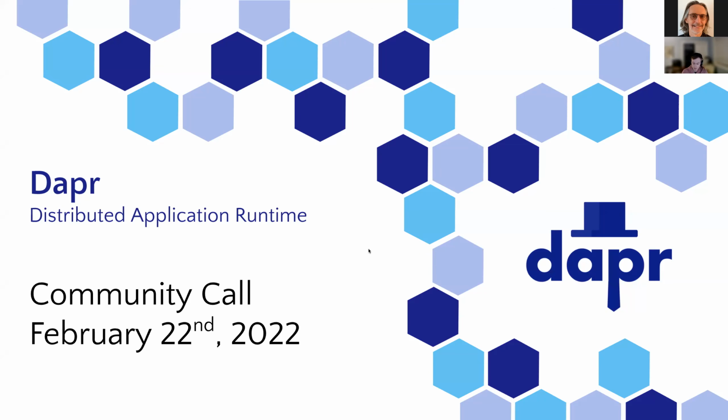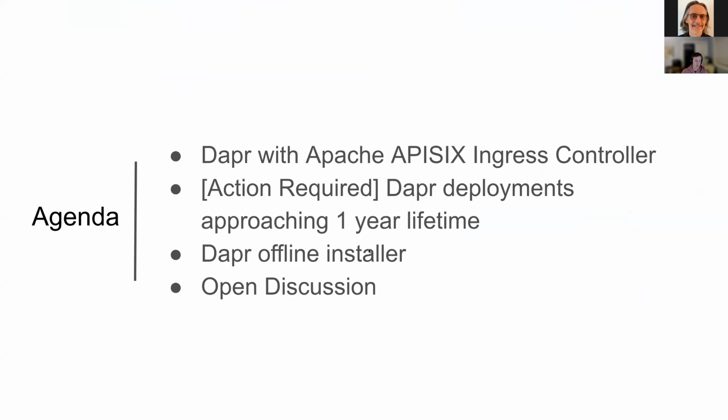For today's agenda, we have a couple exciting topics. We're going to start off with a scenario of how to use Dapr with the Apache APISIX Ingress controller. We recently had a contribution to the Dapr blog outlining this use case, so Yinlin will walk us through that scenario, and we'll also link to that awesome blog post.